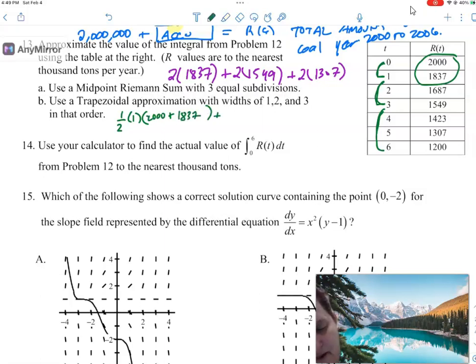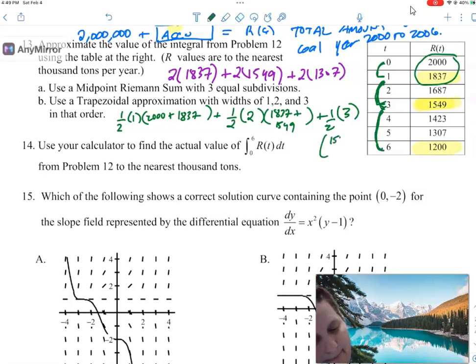1837. And then it's the next one, 1/2. This one has a base of 2. I'm going from 1 to 3. Sum of the heights. Those are the heights. 1837 plus 1549. And then 1/2, base of 3, and then sum of the heights. 1549 plus 1200. Okay, that's ugly enough, but whatever.